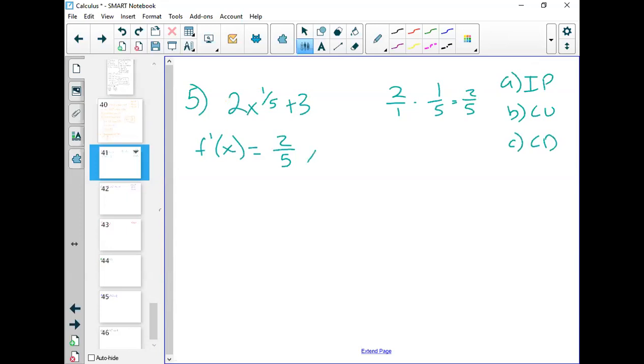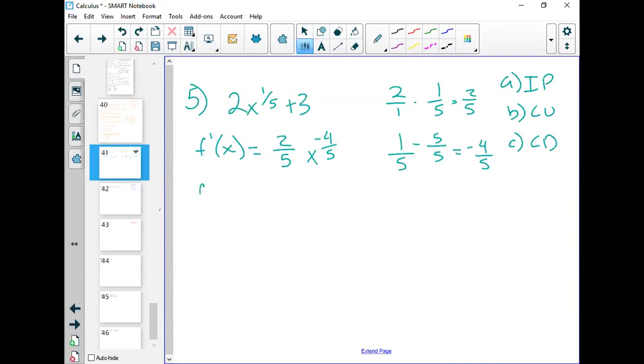So it'd be 2/5 x to the power of 1/5 minus, we're bringing the power down by 1. So that's 5 over 5, which is equivalent to 1. And this should be 1 over 5, sorry. So 1 over 5 minus 5 over 5 gives you negative 4 over 5. And the 3 goes away, perfect.